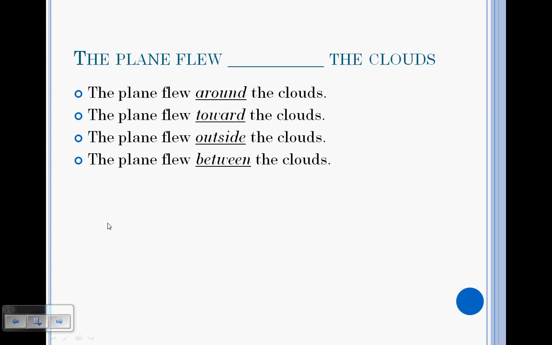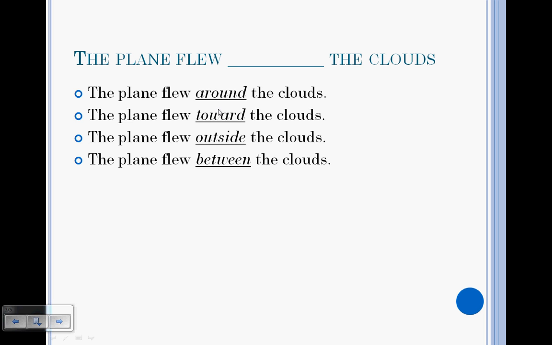I have heard many different sayings that people use to figure out if a word is a preposition. The one that I use is: the plane flew, whatever the preposition is, and then the clouds. So if you can insert a word in here and the sentence makes sense, then you most likely have a preposition. The examples I have are the plane flew around the clouds, toward the clouds, outside the clouds, between the clouds, through the clouds, throughout the clouds, outside of the clouds, within the clouds. Insert any preposition there that you like.